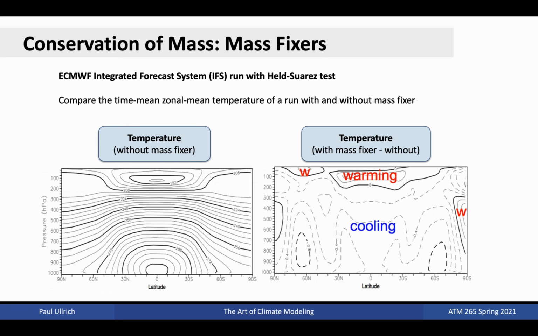These mass fixers are not benign and can have pronounced effects on the final solution. Here we see how the employment of a mass fixer can affect the temperature field in the Integrated Forecast System over a long-term Held-Suarez-style simulation. In general, the model shows widespread cooling when the mass fixer is employed. This is largely because an increase in density must be compensated for with a decrease in temperature in order to hold pressure constant in the model.